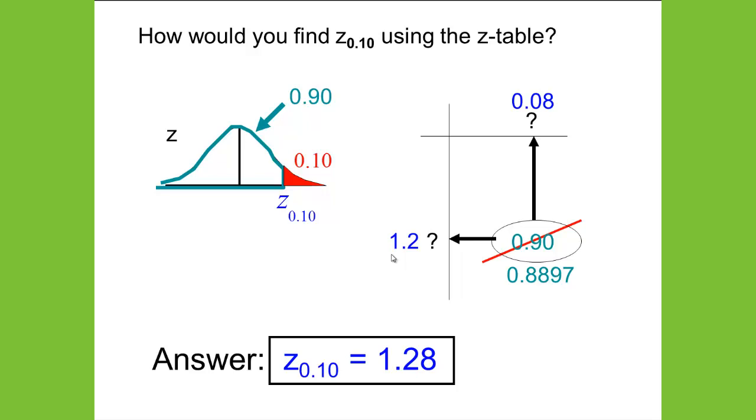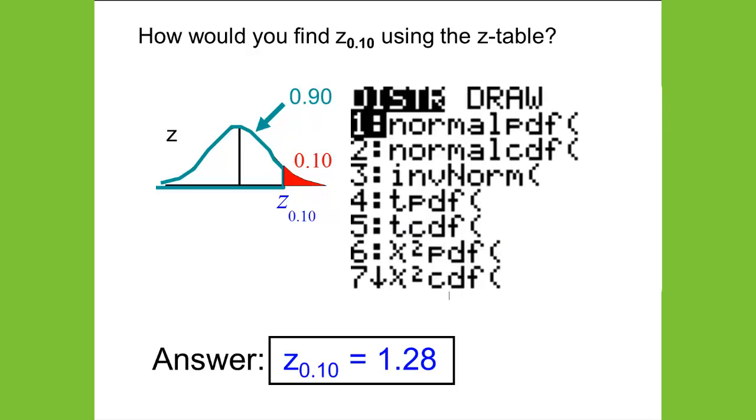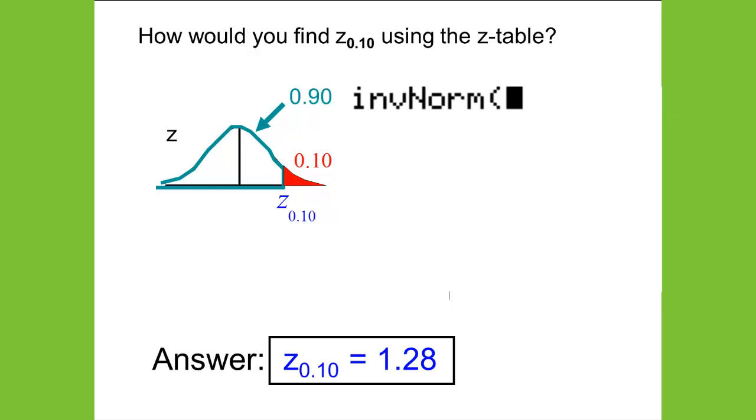So I press second and then distribution, which is above the vars key, and we have our distribution menu. Then you're going to choose inverse norm. This is the menu we use instead of looking up the values inside of the table. Then in our case we're going to enter the area to our left, which is 0.90, and press enter, and round that answer to 1.28.